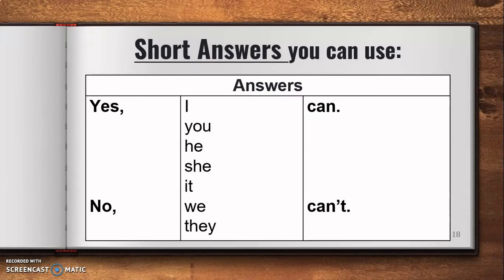Yes I can. Yes you can. Yes you can. Yes you can. Yes it can. Yes we can. Yes they can. Or in the negative form you can say no I can't. If it is impossible, that means no he can't. No she can't. No it can't. No we can't. No they can't. So this is done.